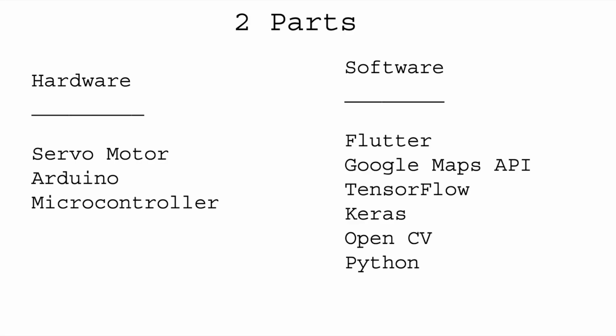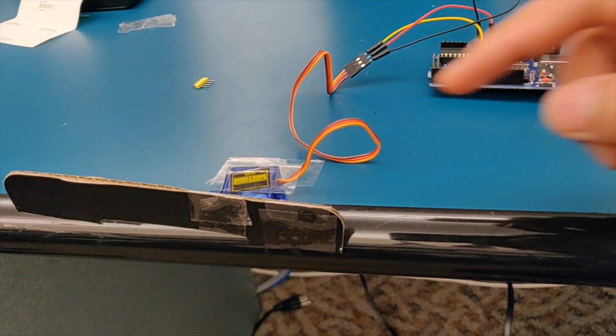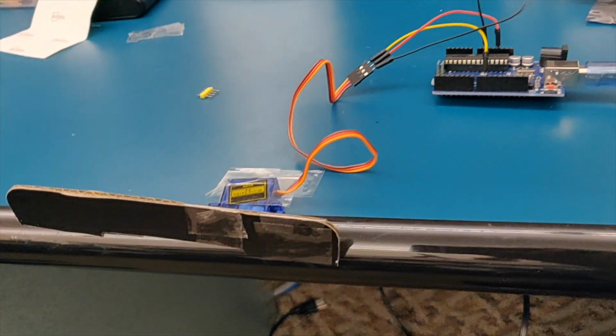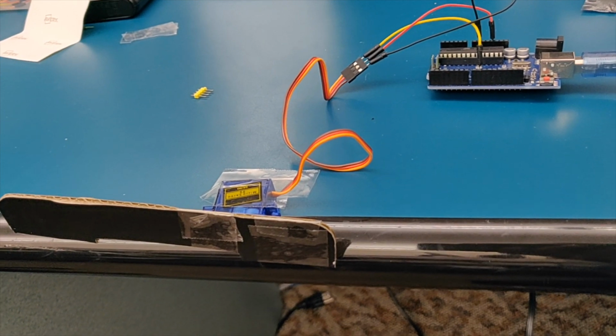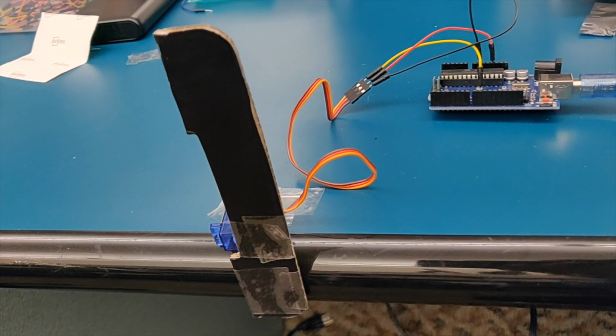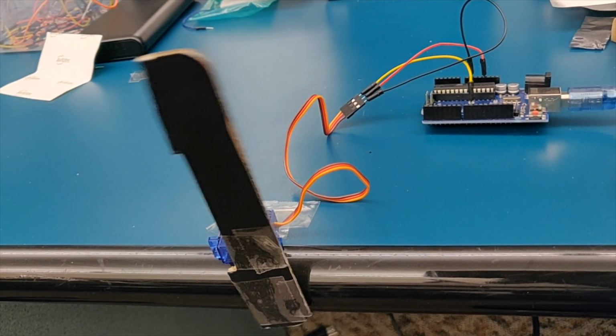Our product has two parts, the hardware explained here. So here we have an Arduino connected to a small servo which is moving this piece of cardboard, which is a representation of a door. So when it detects a face mask is there, it will open the door, and after a couple of seconds it shall close.